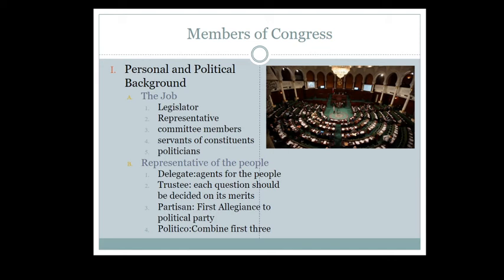And you are a politician. You are supposed to make people happy. That's the job of being a member of Congress. If you don't like it, you probably shouldn't do it. Representatives of the people have a couple different ways they can do it. We've already talked about this, so we're just going to move past it. They can be a delegate, an agent for the people; a trustee, a person who does it based on their own conscience; a partisan, who does it based on their political party; or a politico, who tries to combine all three.